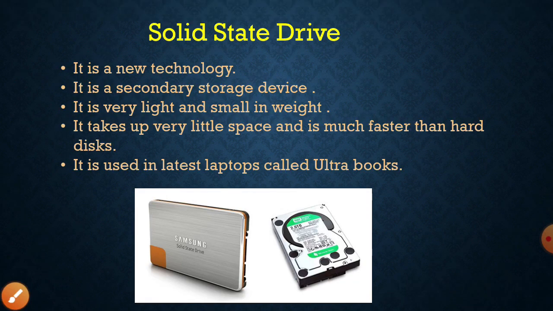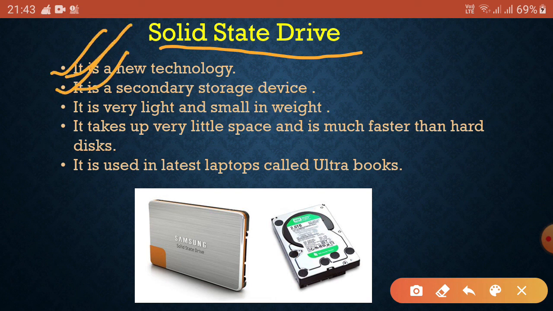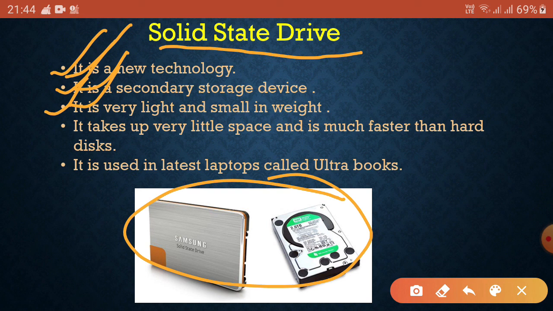Next part. The last part is solid state drive. It is under the secondary memory. So what are the properties of this SSD or the solid state drive? It is a new technology. It is a secondary storage device. It is very light and small in weight, as it looks like. It takes up very little space and is much faster than the hard disks.